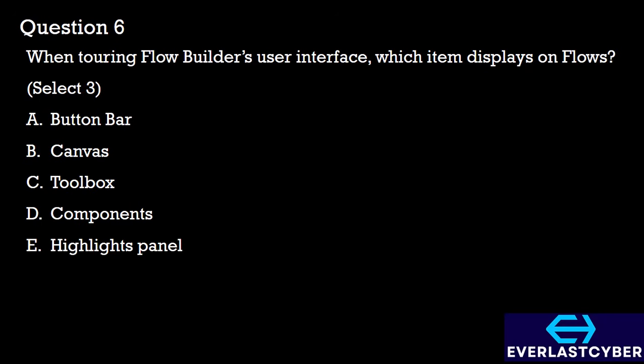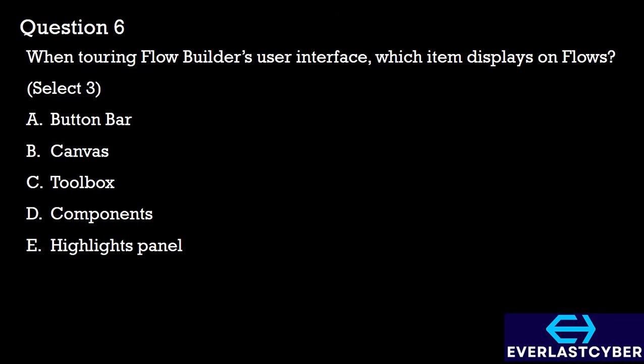Question 6. When touring Flow Builder's user interface, which item displays on flows? For this, we'll be selecting three answers. A. Button bar. B. Canvas. C. Toolbox. D. Components. E. Highlight panels.